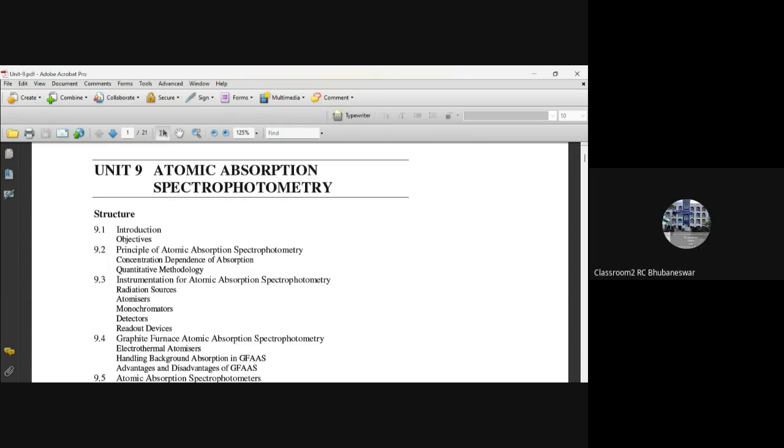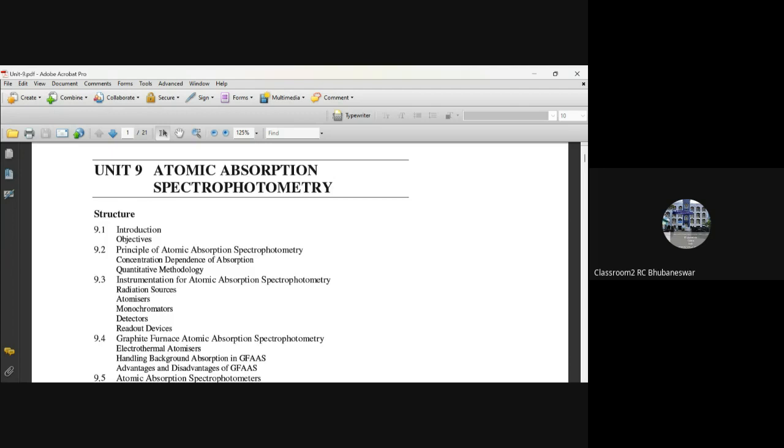Okay, so good evening all of you. Today we'll start with our next unit, that is atomic absorption spectrophotometry. Last class we discussed flame photometry, which is also a part of atomic spectroscopy, and atomic fluorescence spectroscopy also we discussed elaborately. So today we'll be discussing atomic absorption spectrophotometry.